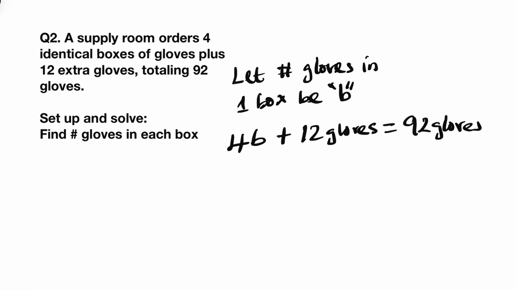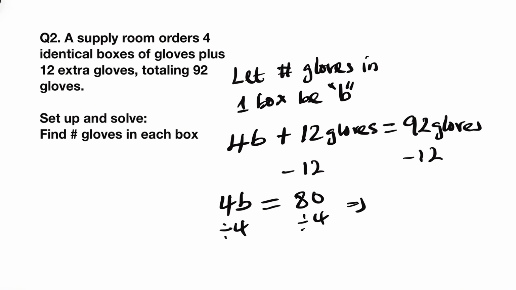So we need to subtract both sides by 12 gloves. And we have that 4B is equal to 92 minus 12, which will give us 80. And we divide both sides by 4. B is equal to 20 gloves. So the number of gloves in one box is 20.